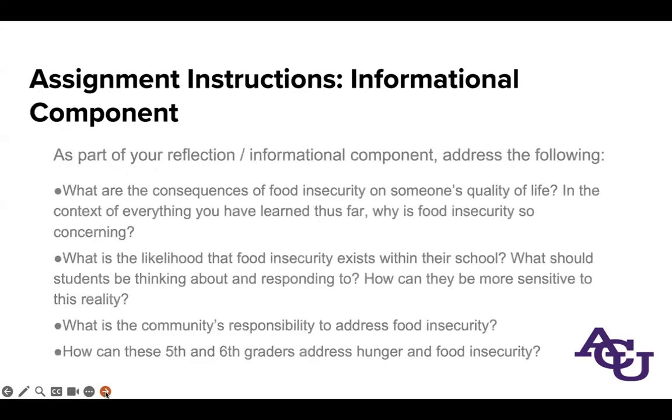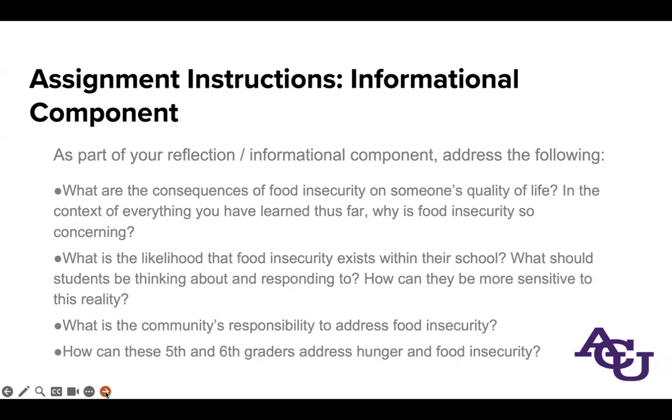Moving on in terms of the informational component that you need to do, as you do your reflection, think about and address the following. First, my Lord, what are the consequences of food insecurity on someone's quality of life? Now, this is something that everybody, even the most self-secure person, probably needs to think about. Quality of life. We're all about having good quality of life. So what happens when you're food insecure?